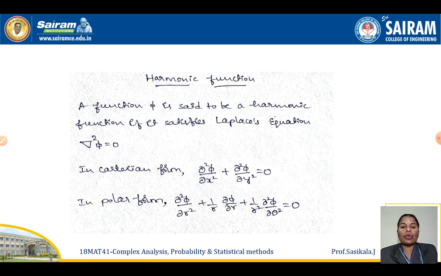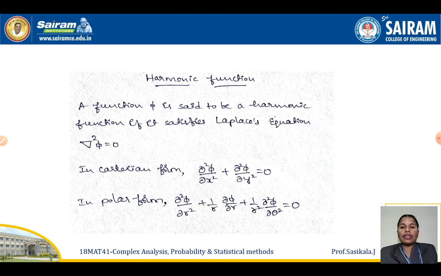So what does the definition say? When you say a function is harmonic, it should satisfy the Laplace equation. That means the second order derivatives should sum to 0. If it is in Cartesian form, it should be in the format dou squared phi by dou x squared plus dou squared phi by dou y squared equal to 0. In polar form, it is supposed to be in this form. This equation should be satisfied; then you can say the function phi is harmonic.